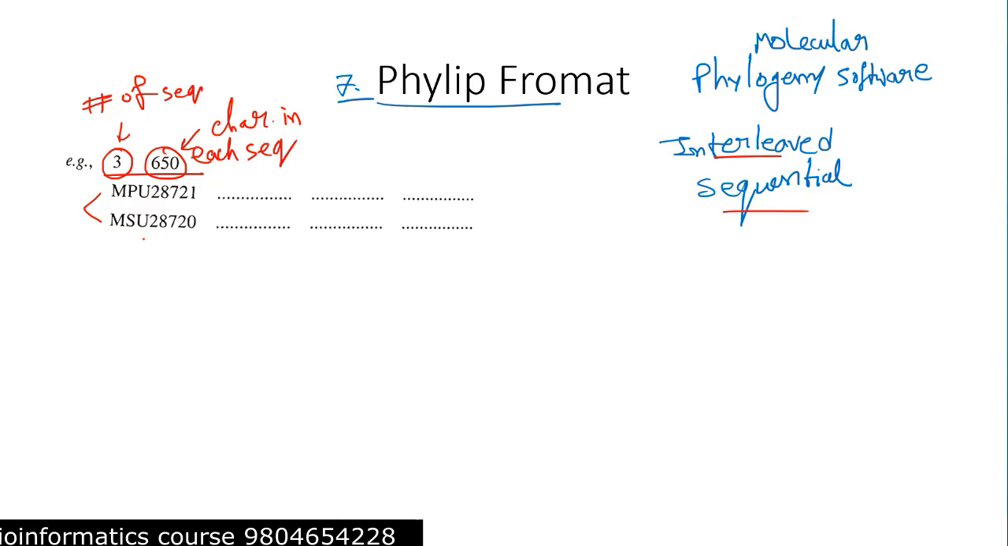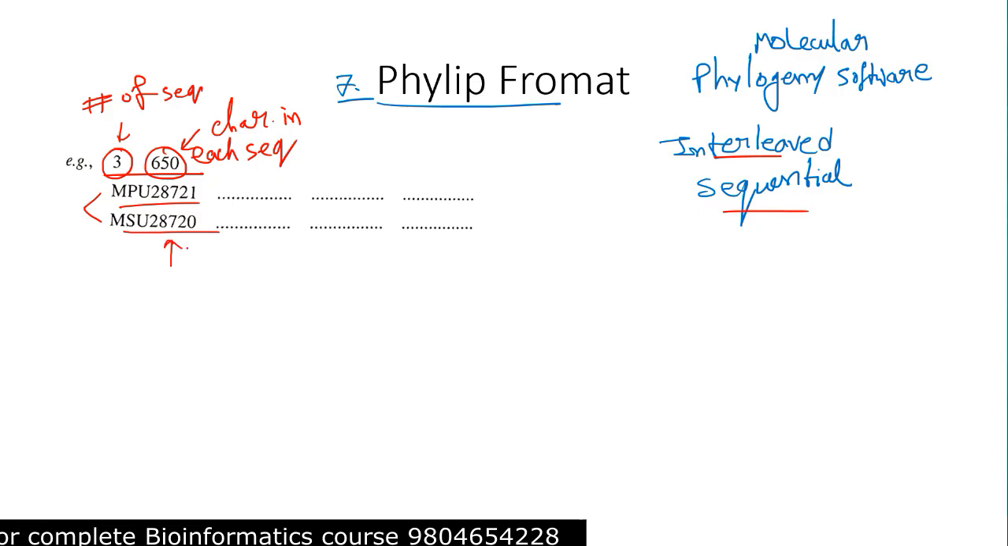The way we represent the sequence is by a sequence title which is not more than 10 characters. 1, 2, 3, 4, 5, 6, 7, 8, 9. You can see 9 characters in both. Okay. The title is not more than 10 characters, then the rest of the sequence is provided.